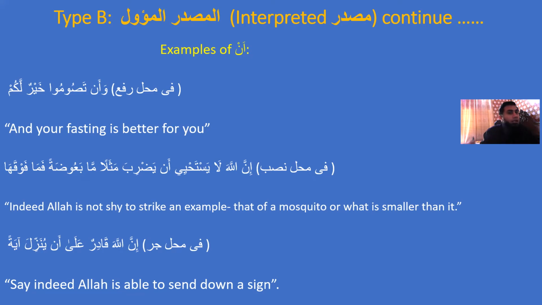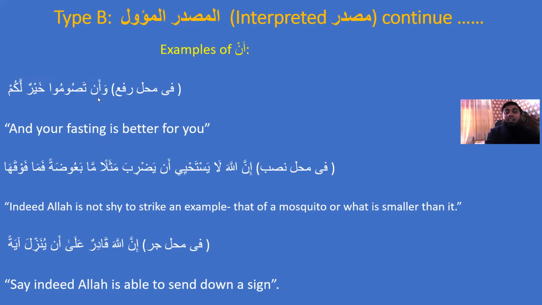So an tasumu. Now please pay attention. Apparently, if we don't know about al-masdar al-mu'awwal, we'll say that tasumu is a complete jumla failiya. Why? Because tasumu is fail mudare, and every fail in the Arabic language is a complete jumla. But now this tasumu, this complete jumla failiya, has lost its status of jumla. Why? Because of this an, and both of them together have become one structure to perform one role. That one role could be the role of rafa, nasab, or jar, and here they have performed the role of rafa. An tasumu is actually, look at the translation, and your fasting is better for you.